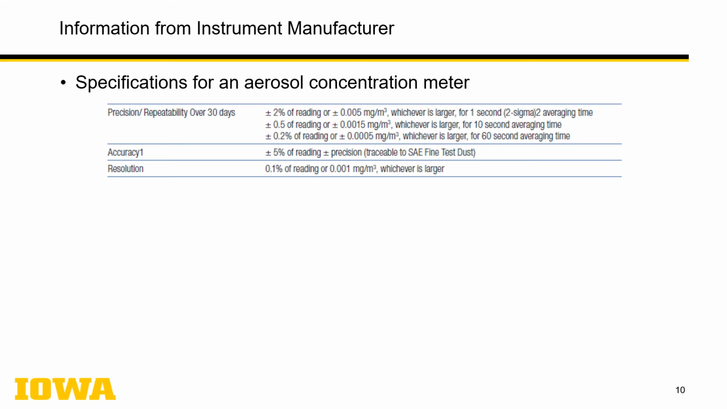Now here's some information from an instrument manufacturer, which is always something worth checking out. Usually this kind of information is on the very back end of the manual, or sometimes it's part of a brief PDF given out to demonstrate the instrument's capabilities, but you should read these carefully. So here's something from an aerosol concentration meter that I have used, and you can see, hey, there's those terms, precision, accuracy, and then resolution.